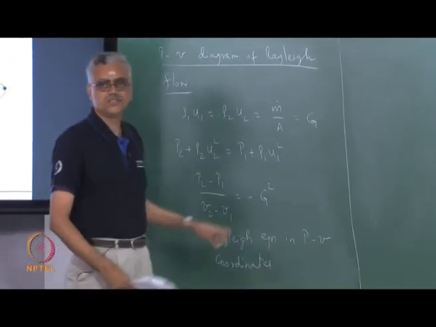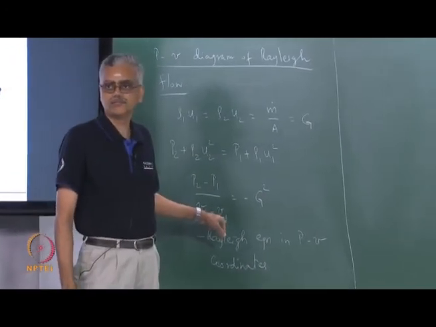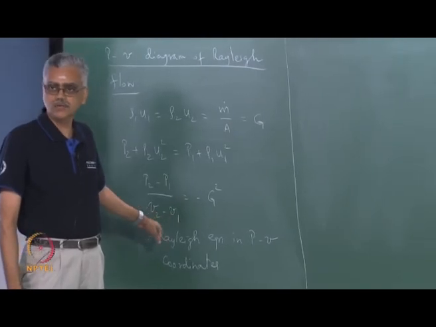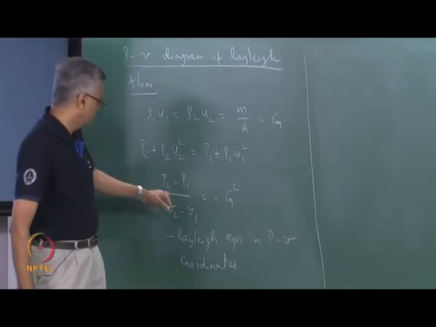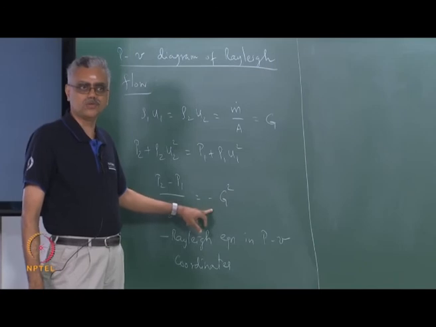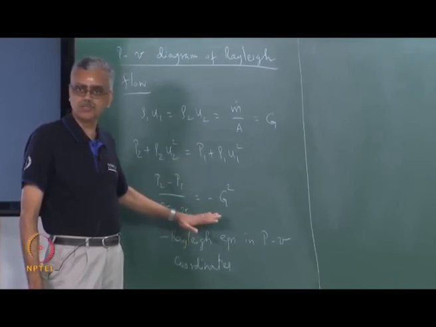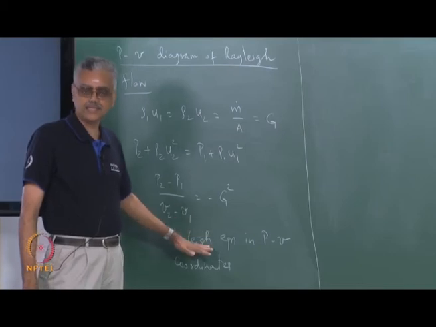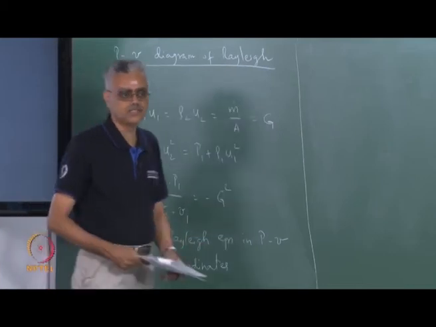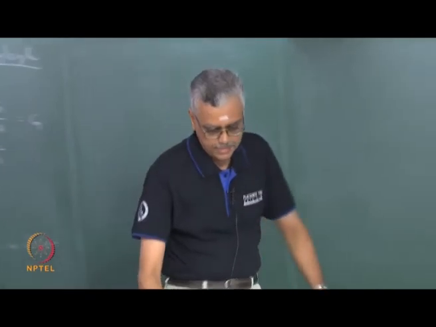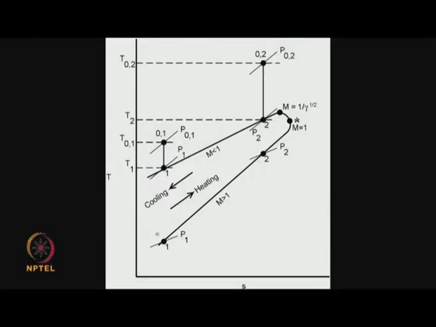Notice that this is a straight line in PV coordinates. This is the Rayleigh equation in PV coordinates. It is the same whether we are looking at a normal shock solution or flow with heat addition, because the governing equations have not changed up to this point. So, this straight line in PV coordinates is the same as this Rayleigh line that we have just illustrated.